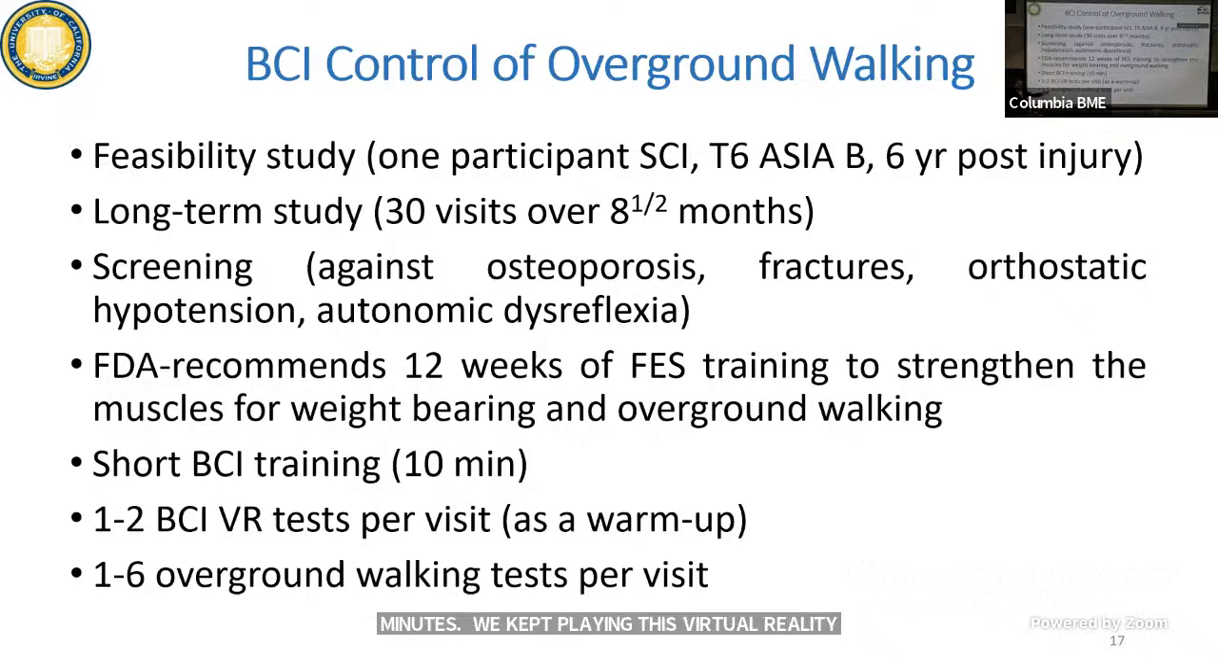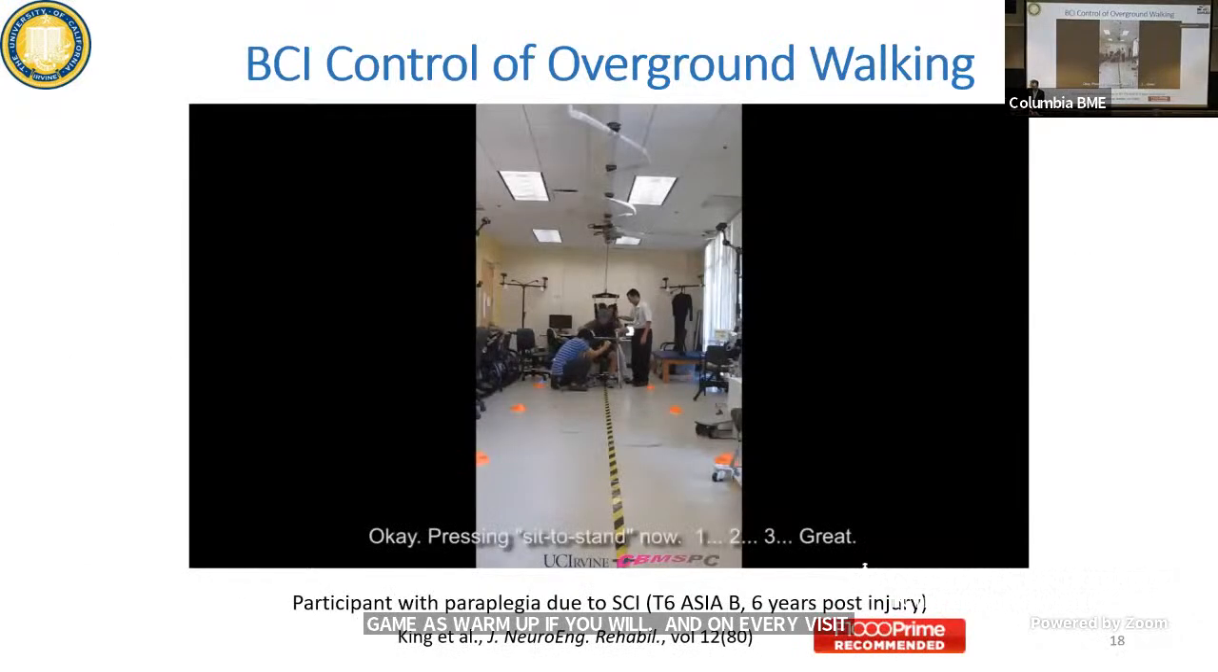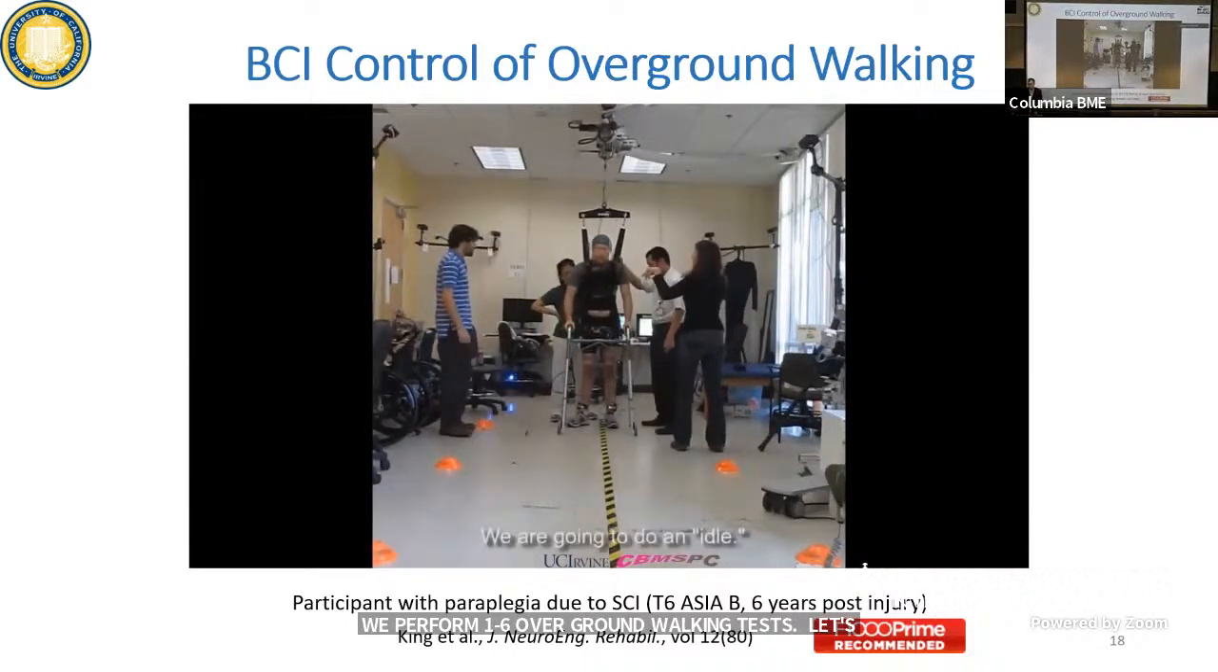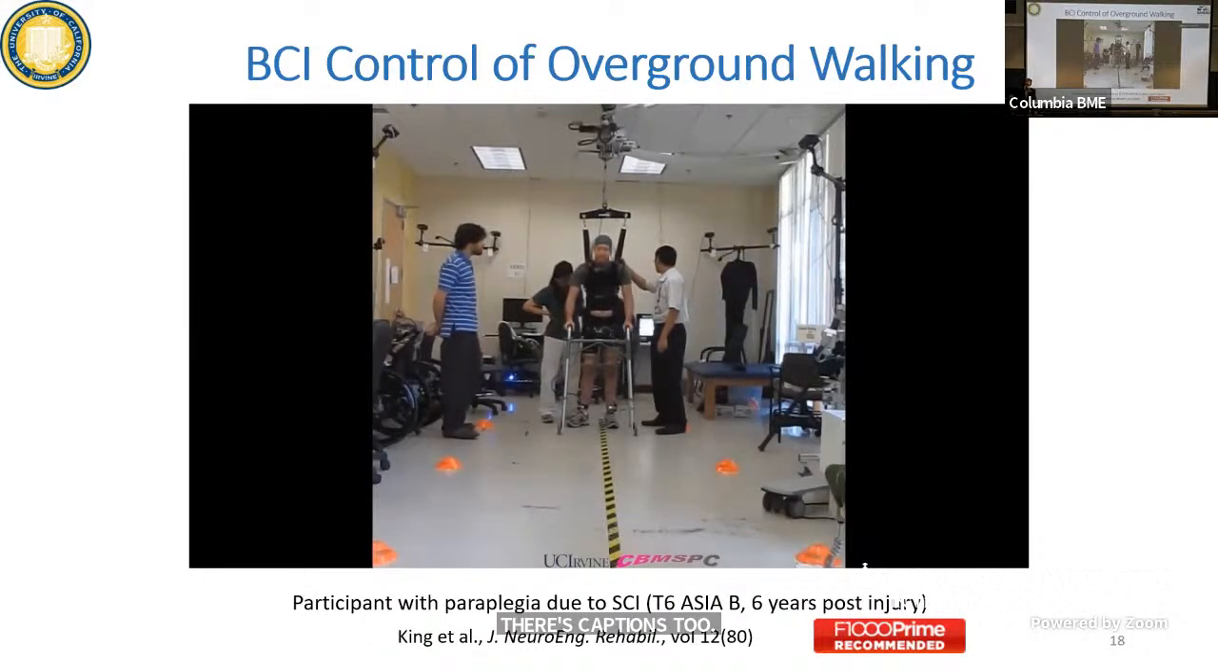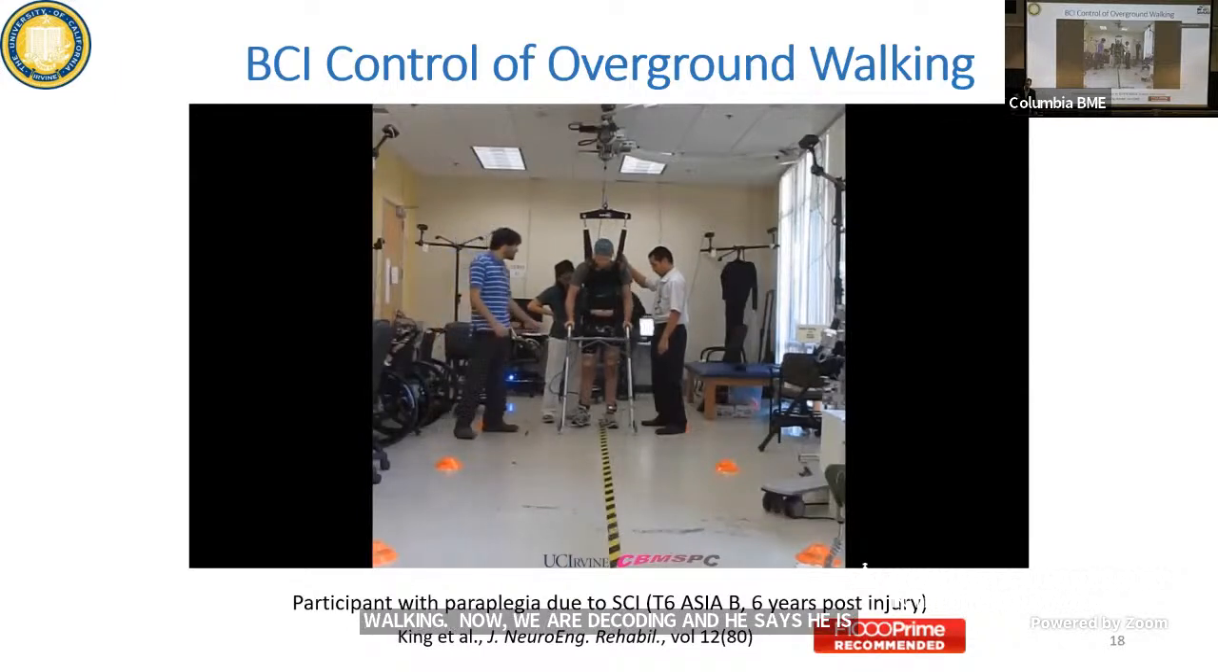And then on every visit, we perform 1 to 6 overground walking tests. So let's see one of these. Basically, he's now going to be assuming the control of the device himself. So now it's completely driven by BCI. He's going to receive some verbal cues from my grad student. She's going to tell him to start walking. So now we are still decoding, and he says he's not walking. And so he receives the command, and then he starts walking.